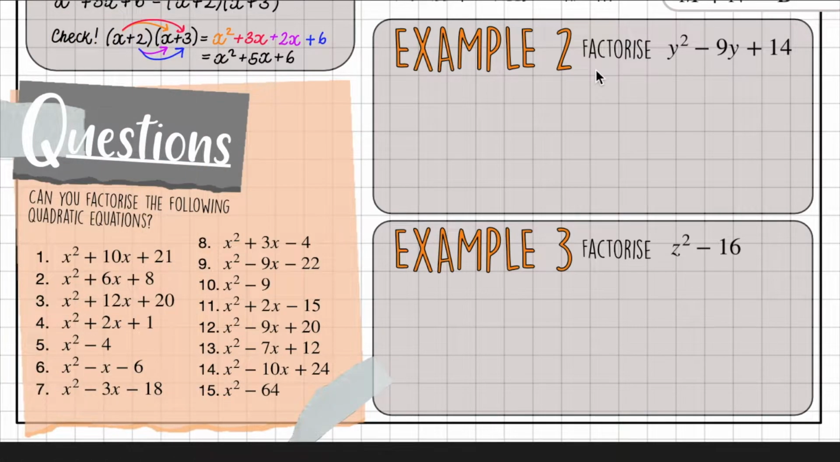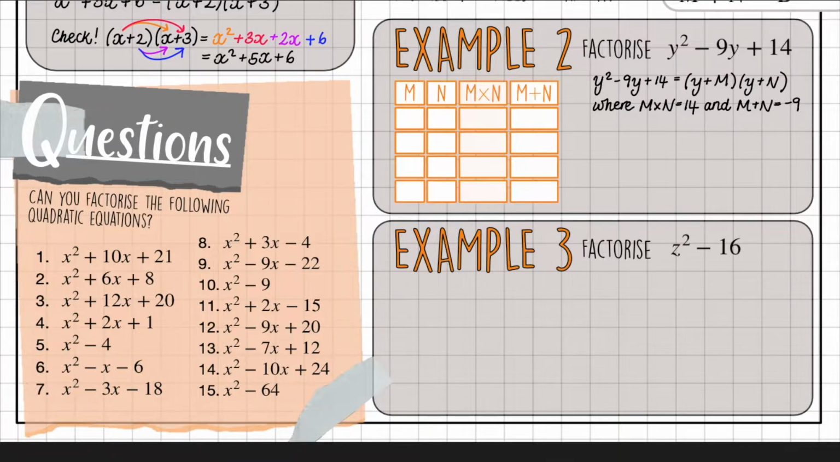Example 2. Factorise y squared minus 9y plus 14. Like we've gone over before, we know from our rules that when this is factorised, it looks like the following: bracketed y plus m times bracketed y plus n. We also know from our rules that m times n must equal 14 and m plus n must equal minus 9. Again, I like to draw a table to find out what m and n are, and then I like to populate it with possible scenarios.